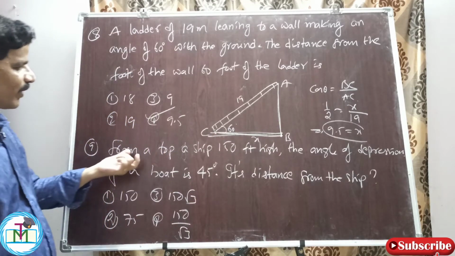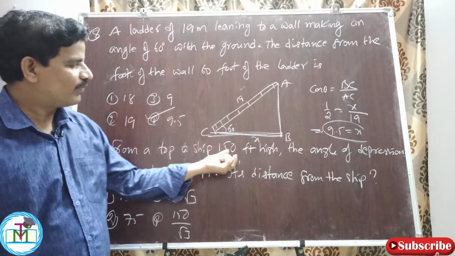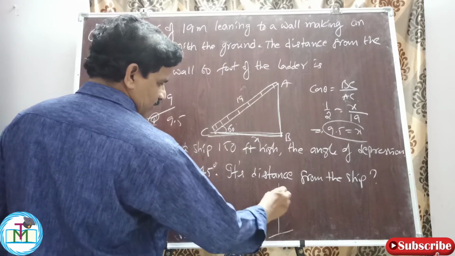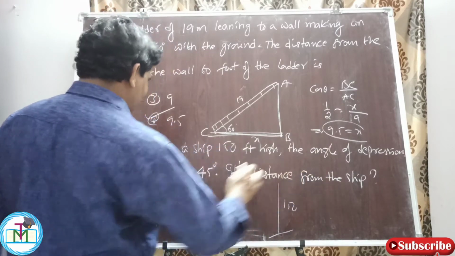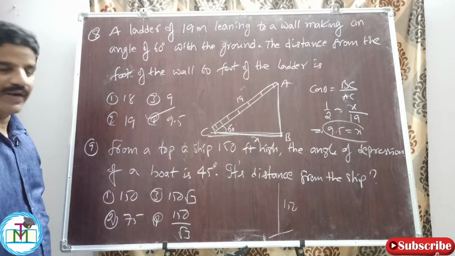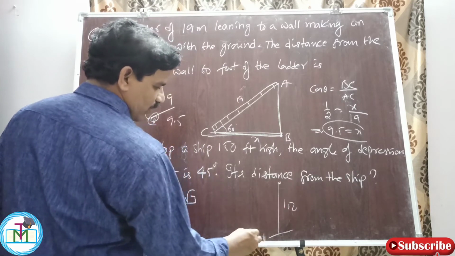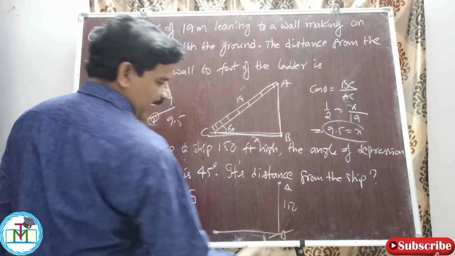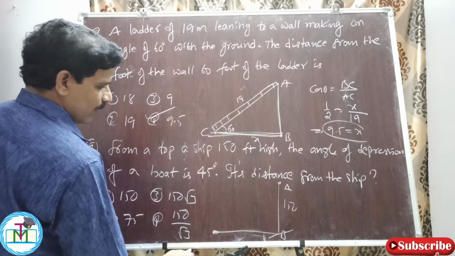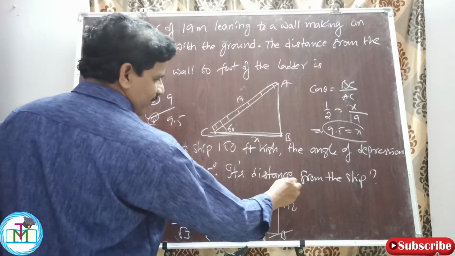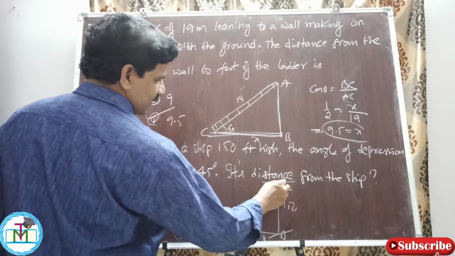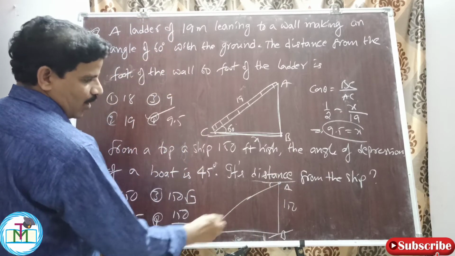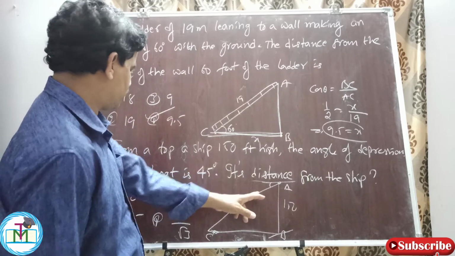Question number 9. From a top of a ship, 150 meters height. So this is a ship of height 150 meters. The angle of depression of a boat is 45 degrees. So from here, one is looking at the boat. Boat is here. AB is the height of the ship. Here we have a boat. See, angle of depression. Angle of depression means here you can see this angle. Angle of depression always lies outside the triangle. So this is what? 45 degrees.